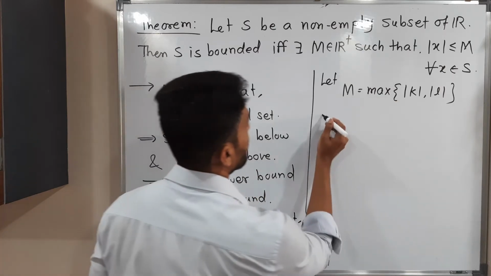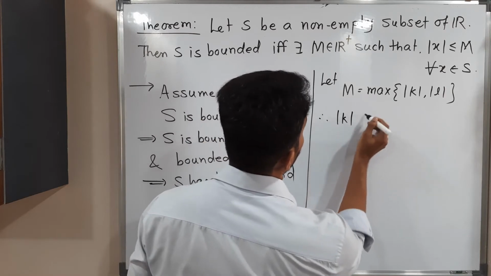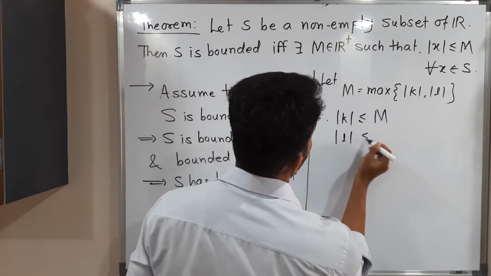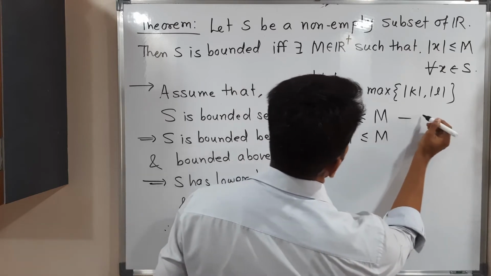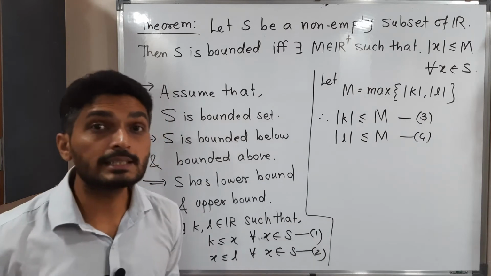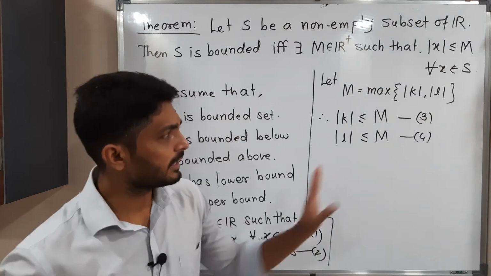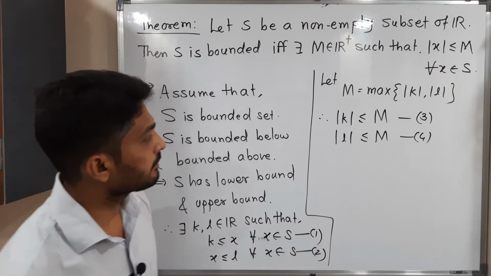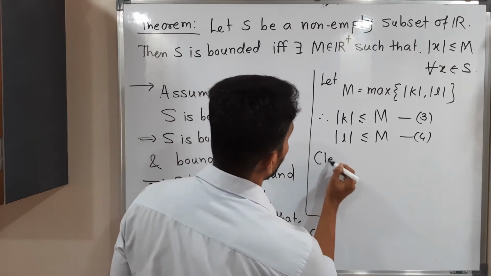Therefore I can write mod K is less than or equal to m and mod L is also less than or equal to m, since our choice of m is the maximum of both of them. Equality is also possible, but it can be greater also. See, after that, clearly, two facts I am going to write.